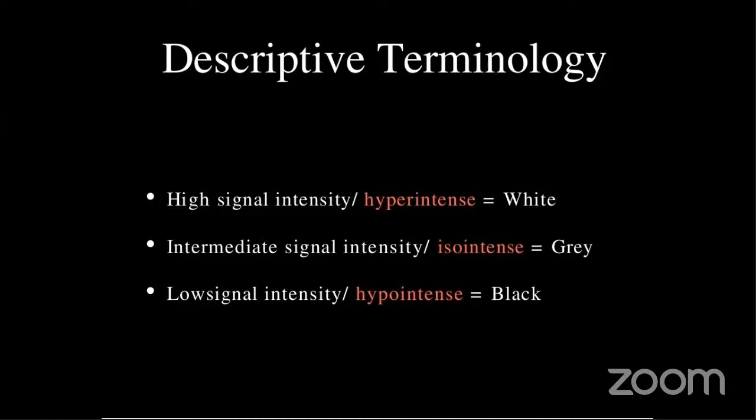So, high signal. You know the terms that we use in MRI: it is hyperintense, hypointense, and isointense. Hyperintense is high signal intensity, which is nothing but white. Intermediate signal intensity, isointense, is gray, and low signal intensity, called hypointense, is black. So you have white to black, with gray in between. There are n number of shades of gray, but we'll simplify and keep it as gray, the intermediate signal intensity.